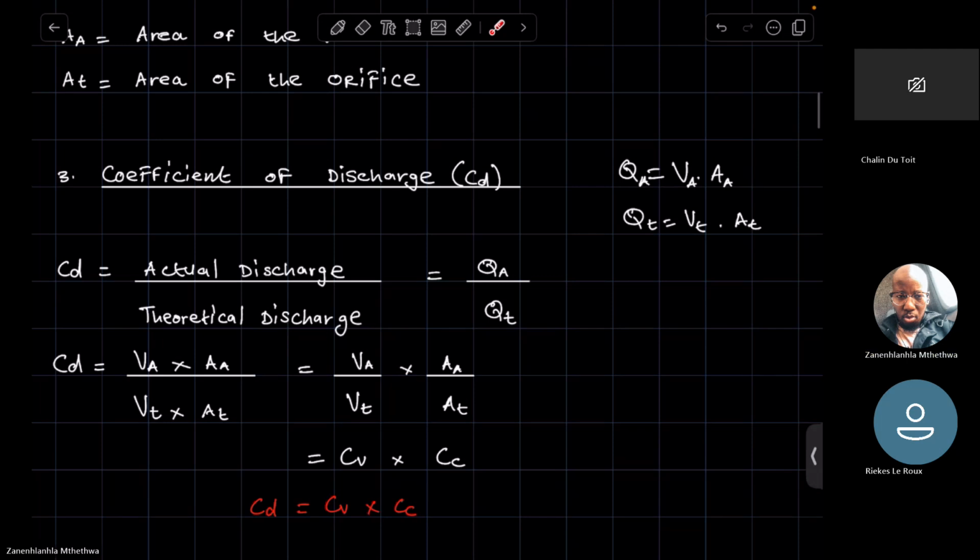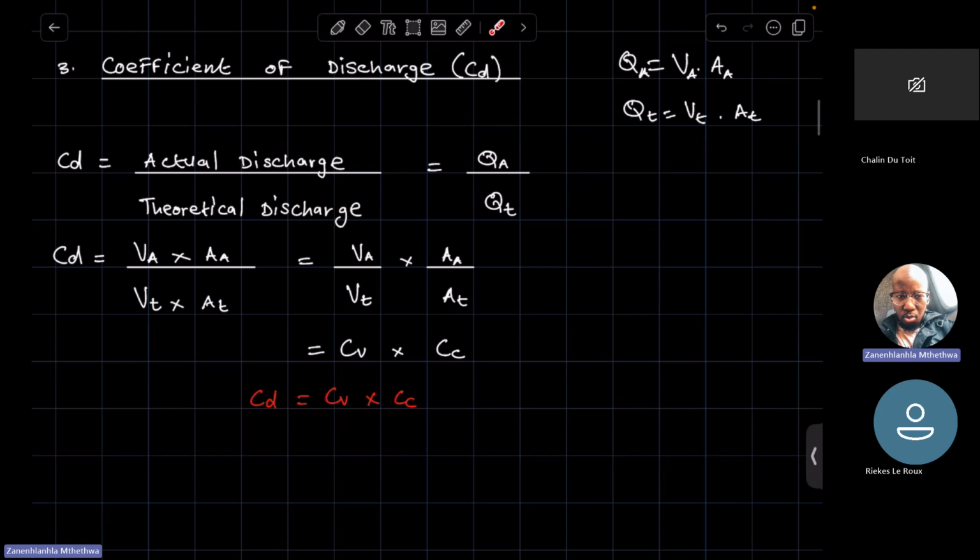Right. So if you've calculated both QA and QT, you can just use this formula to get CD. But also, seeing that we've established that QA is equal to VA times the actual area, and QT being equal to VT times the theoretical area, if you substitute that as it is, this is what we get.